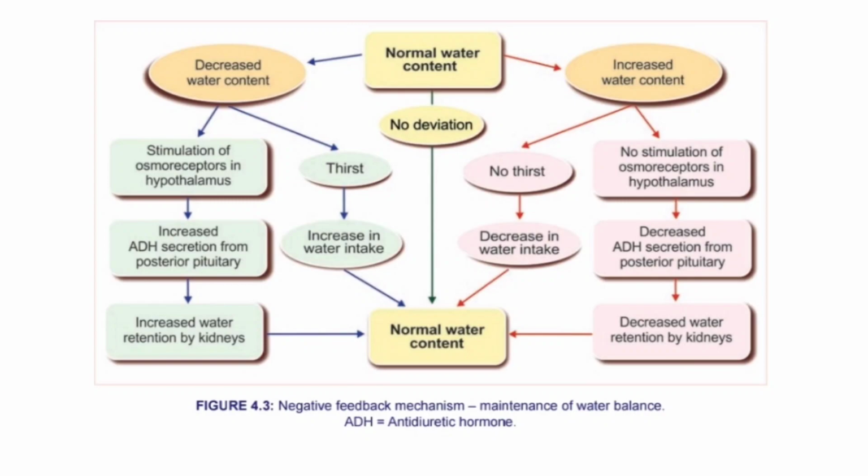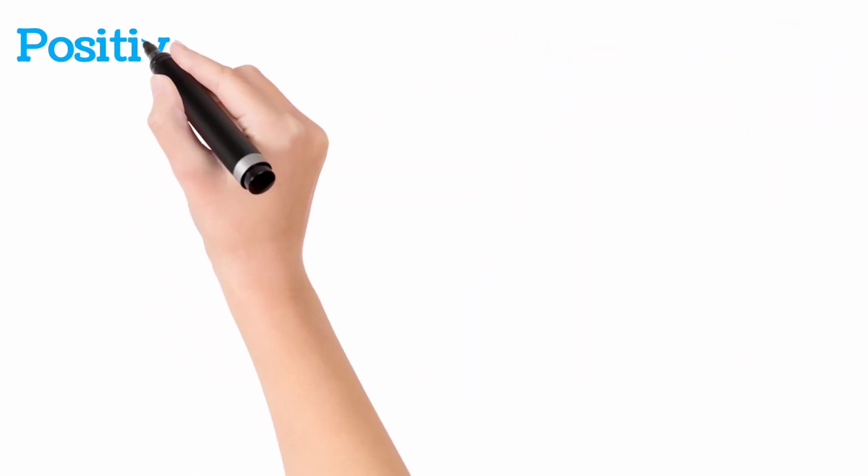The opposite happens when there is increased water content. Either there is no thirst, leading to decrease in water content and normalcy is achieved, or there is no stimulation of osmoreceptors in the hypothalamus, as a result of which decreased ADH secretion from the posterior pituitary happens, leading to decreased water retention in the kidneys. And we again achieve normal water content. So this is a very common example of negative feedback mechanisms.